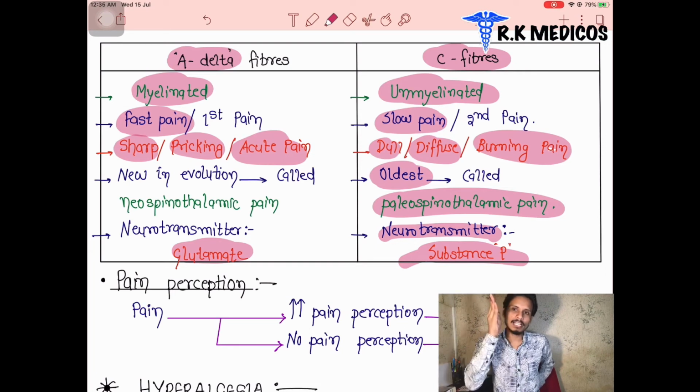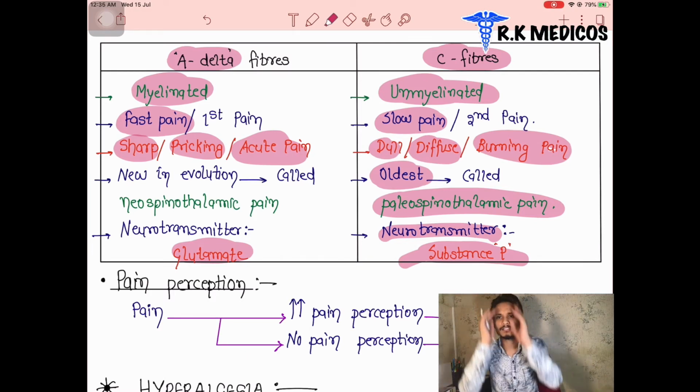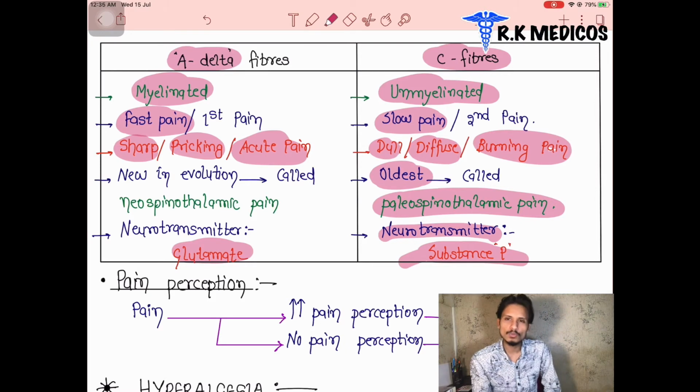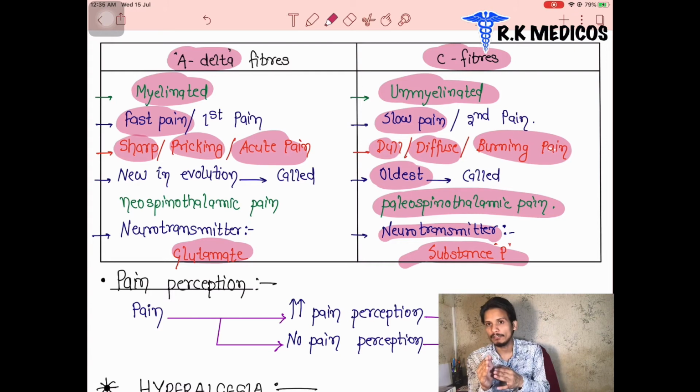That is the spinothalamic tract; it is simple. Paleo is the oldest one. Neo means new, so according to evolution it is the newer one. These are the two tracts moving upward. Now tell me, when the patient has sharp, pricking, or stabbing pain, which tract is activated here, paleo or neo? Of course neo, because it is sharp, fast pain from A delta fibers.